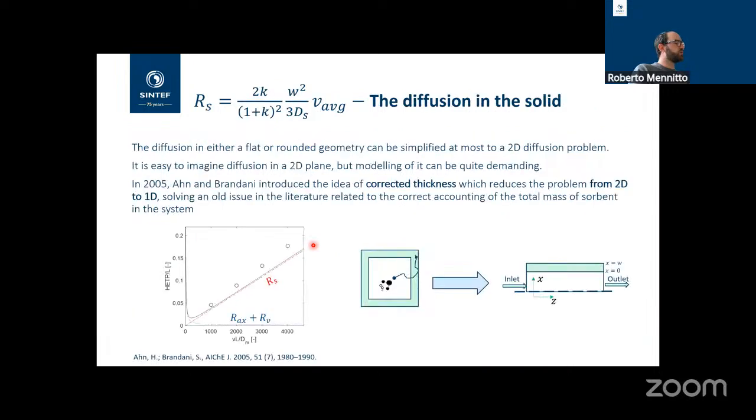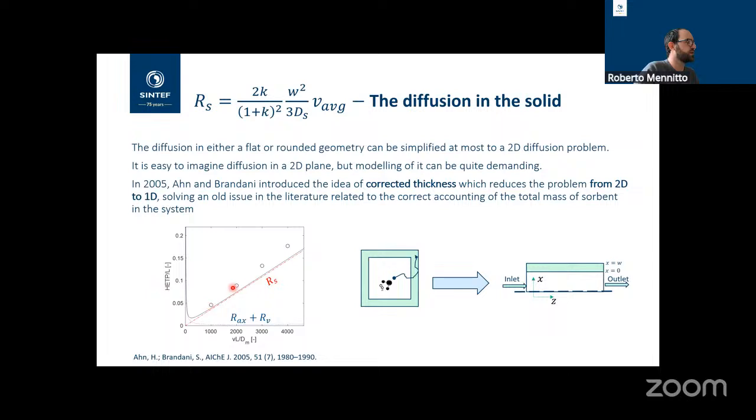Now, the big problem in gas adsorption, which is the field where I work, is how to define the solid resistance. And there is work done in 2005 by Ahn and Brandani on rewriting slightly the resistance into the solid. So what did they do? They took a square channel and they ran 3D simulations of a gas flowing within this channel and calculated the HETP.